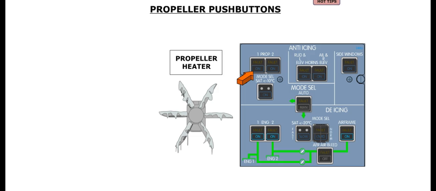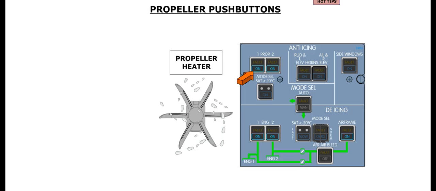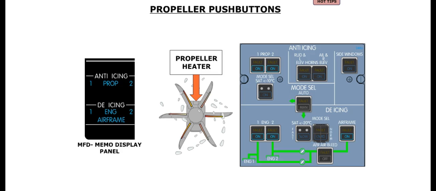Propeller anti-ice is controlled by the two prop push buttons located on the anti-icing panel. When a push button is pressed in, the ON caption illuminates blue. Electrical power is applied to the propeller heaters on the associated propeller, and a cyan PROP message is displayed in the memo section of the MFD.